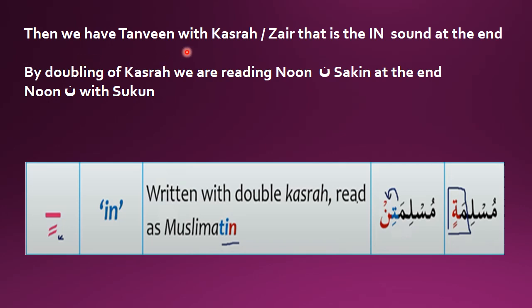Then we have the last, tanween with kasra, zair, that is in sound at the end. By doubling of the kasra, we read noon sakin at the end, noon sukoon. Muslimatin. Muslimatin, in sound at the end.